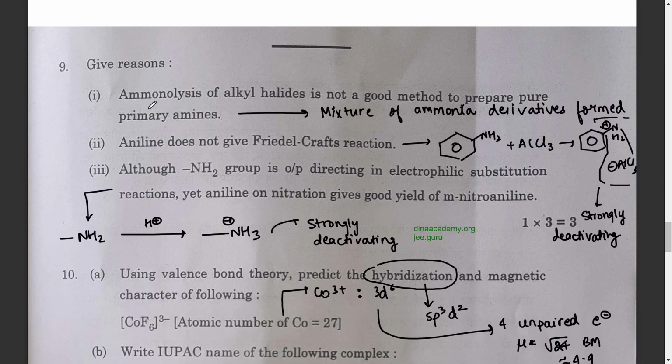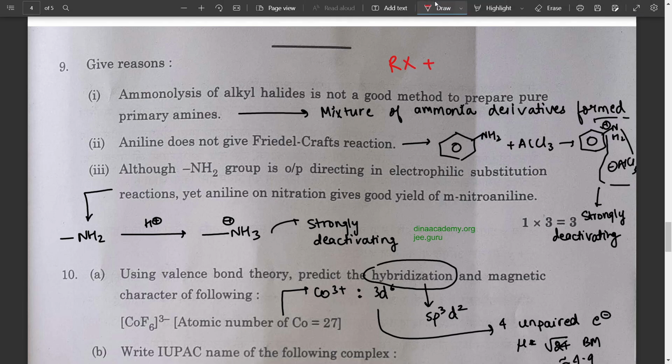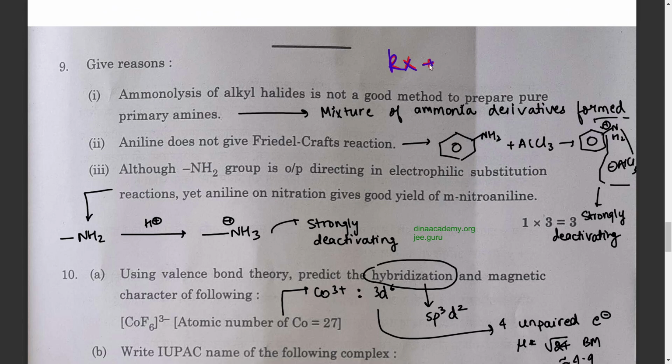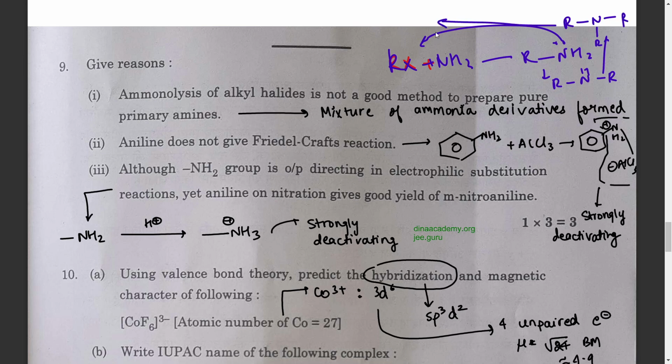Give reasons that the ammonolysis of alkyl halides is not a good method to prepare pure primary amines. Well, again, we know this. If you start with RX plus NH3, you do get RNH2, but then this can again attack an RX to form a secondary amine, and this will give you a tertiary amine, and that will give you a quaternary ammonium salt. Not good. A mixture of ammonia derivatives is formed.